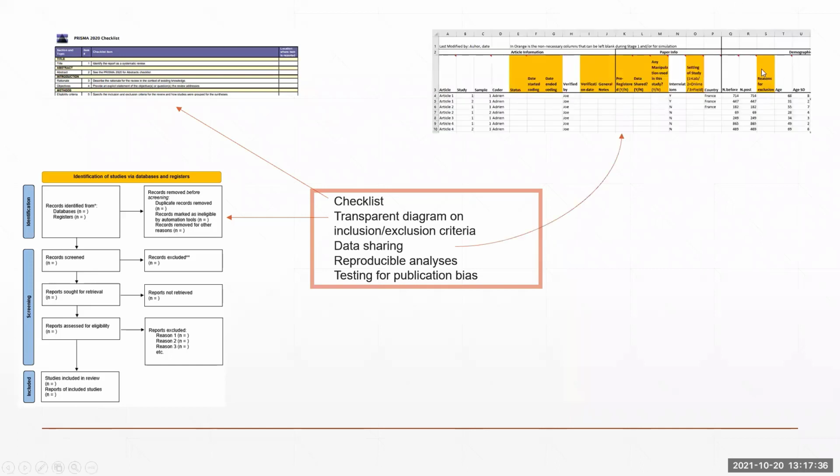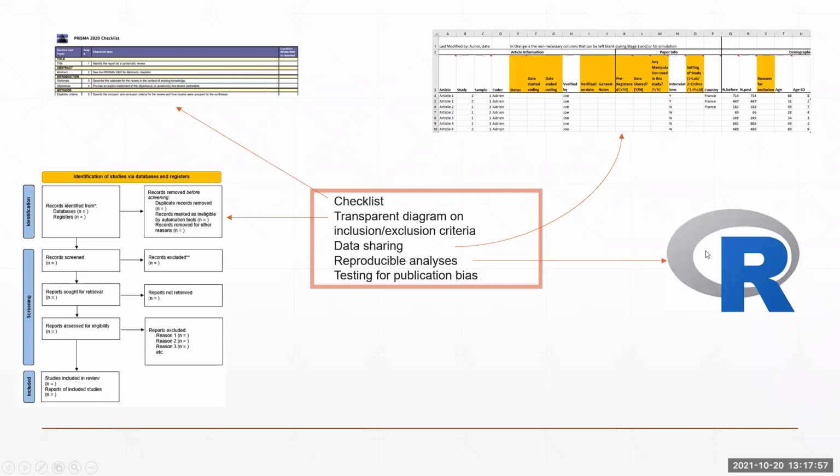Data sharing. So here is how the Excel file looks like. You have the article, the study, the sample, who coded it, when, who verified it, when, the number of participants, the age of the participants, and then you have the main effect, the moderators, etc.